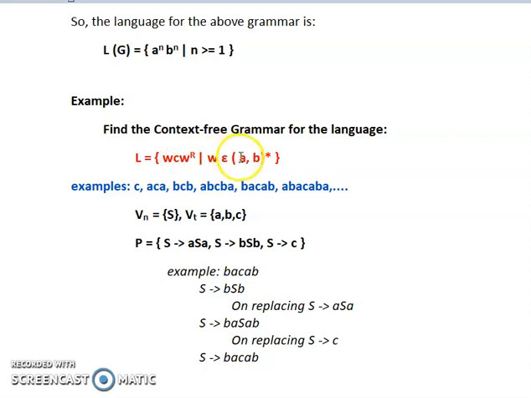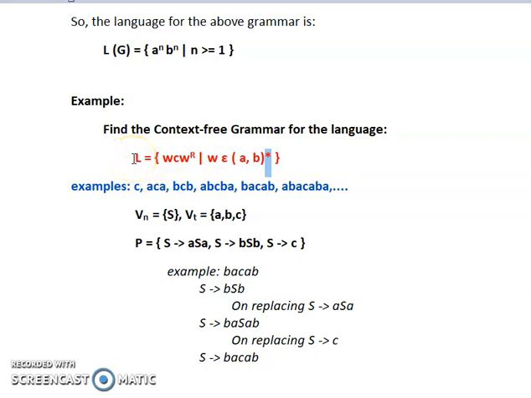W can take the value A, or it can take the value B, or due to this asterisk, that is our star closure, epsilon. So it can have three basic values: epsilon, A, or B. And also it can accept any combination of A and B.